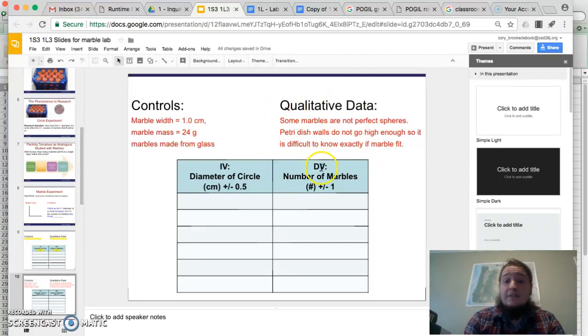And then qualitative data, some things just to keep in mind about it. Marbles aren't perfect spheres, so our ball bearings are pretty good, and that's why we're not using glass marbles anymore, but they still might not be perfect spheres, so if they're not perfect spheres, maybe they don't pack together quite as well. And then maybe the Petri dish walls don't go high enough, so it's difficult to know if exactly a marble fits in. You'll see that sometimes it's kind of hard to tell if one marble can fit in or if it's sitting on top of the other ones. So that's something to keep in mind. So make sure you have the qualitative data down as well here. And then it shows us what we have here as well.